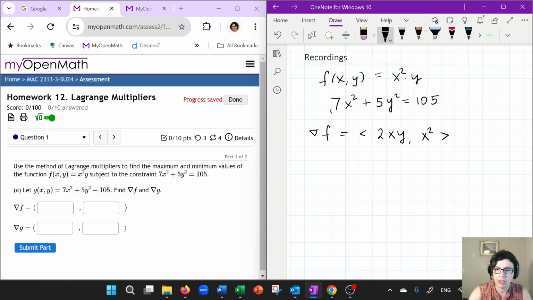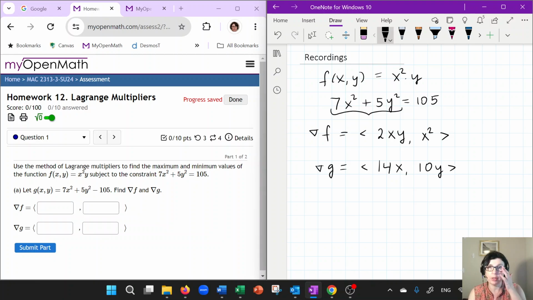And then the constraint would be this part. So you can call this the g function. They actually include the 105. They move it to the left-hand side so that the constraint becomes g of x, y equals 0. Usually they want 0 on one side. It doesn't matter in terms of the derivatives because the 105 is going to become 0 anyway. So here you have the gradient of g, and that is 14x. And if you multiply 5 by 2, that's going to be 10y.